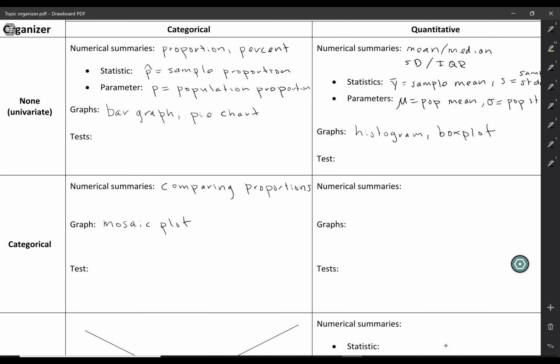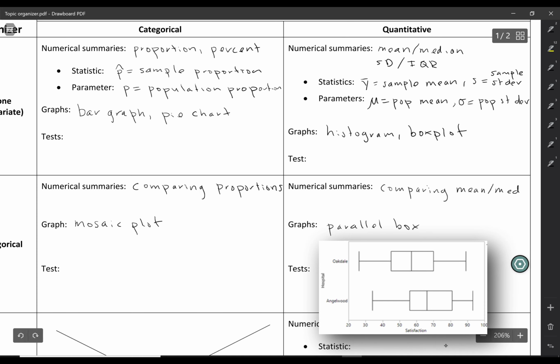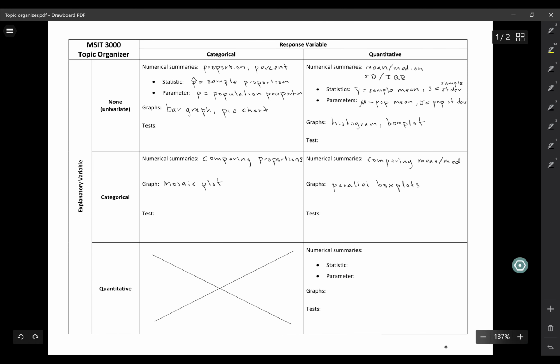So what if you have a quantitative response variable, but your explanatory variable is still categorical? Essentially you want to compare groups for some kind of quantitative response. So you're going to be comparing the means or the medians, depending on what type of data that you have. Probably the easiest way to do this in a graph would be a parallel box plot. Parallel box plots allow you to look at the quantitative variable and how it's distributed for all your different groups.